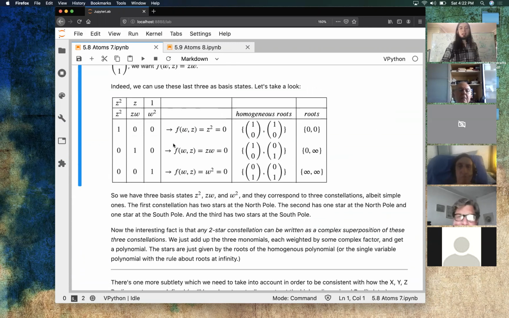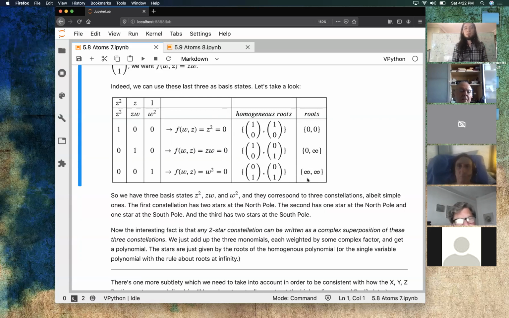So, I just made this little chart. We can write any homogeneous 2-variable polynomial of degree 2 as a linear combination of z squared, zw, and w squared. These basis polynomials have these roots considered homogeneously. And if we want to work with the complex number infinity representation, like if we just want to work with the single variable representation, you can see that instead of using 0, 1, we can use infinity.